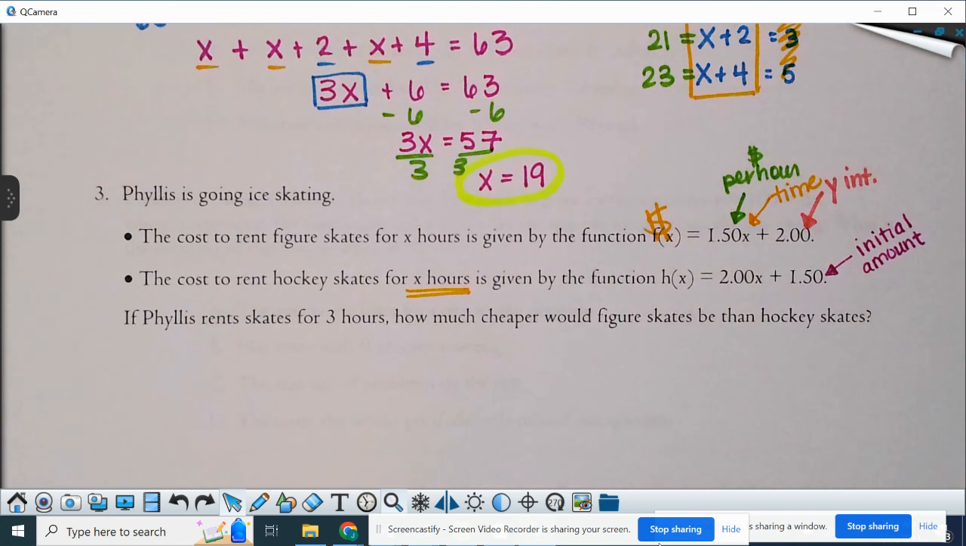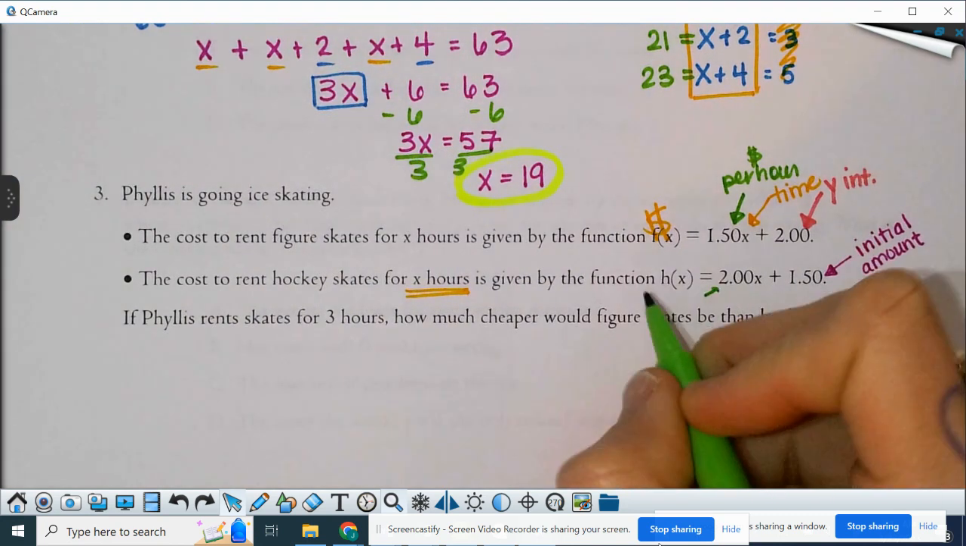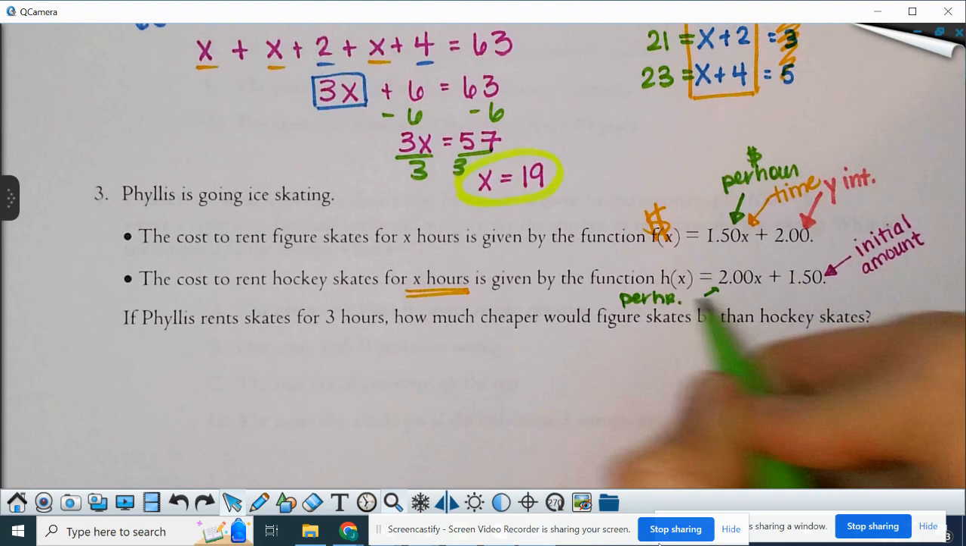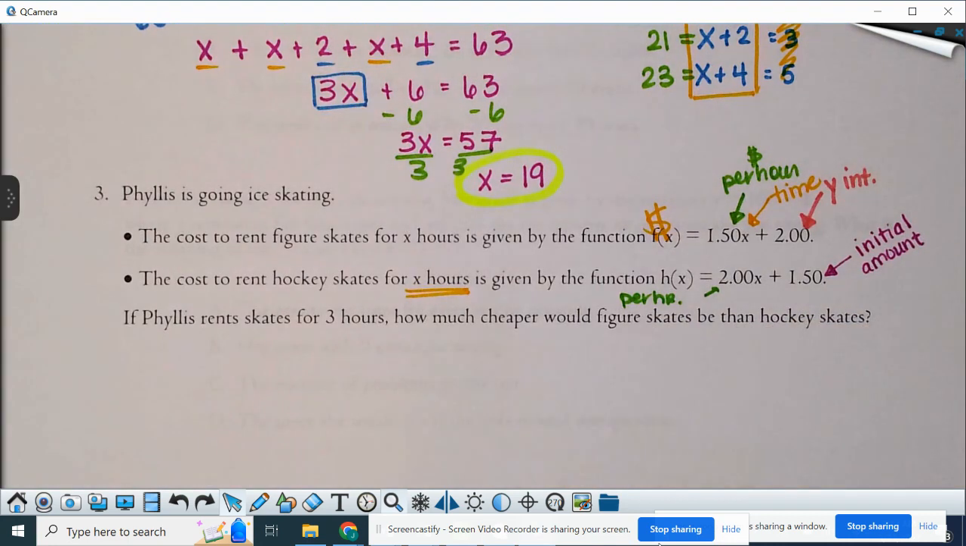How much are hockey skates per hour? Yes, because I said per hour. An hour is x. So think of $2x as $2 per hour. So your per hour would be $2. And then again, x is still your time. If Phyllis rents skates for 3 hours, how much cheaper would figure skates be than hockey skates? So we're going to take that 3 and plug it in where? Is that x or is that y?